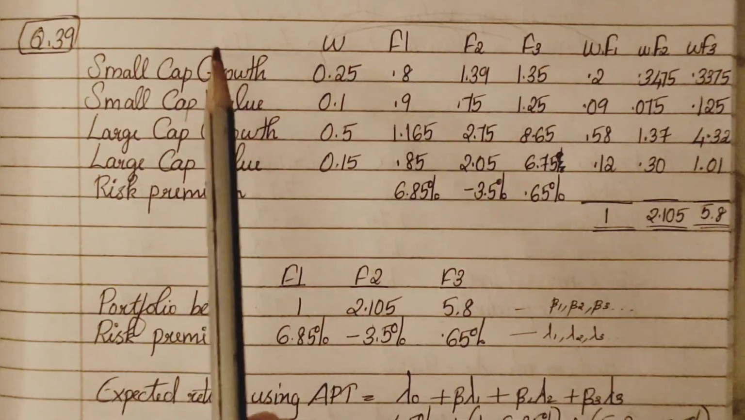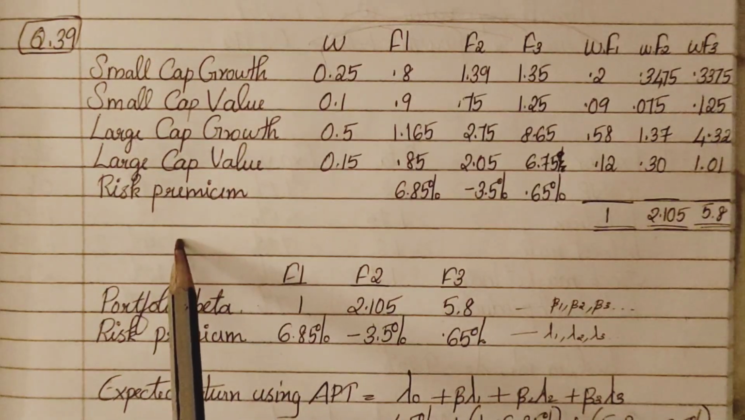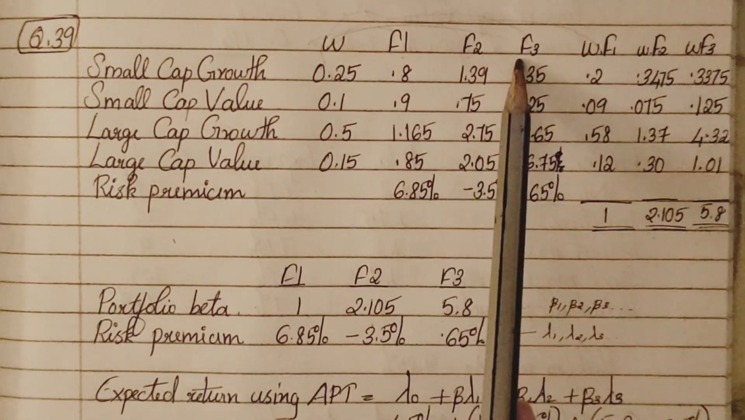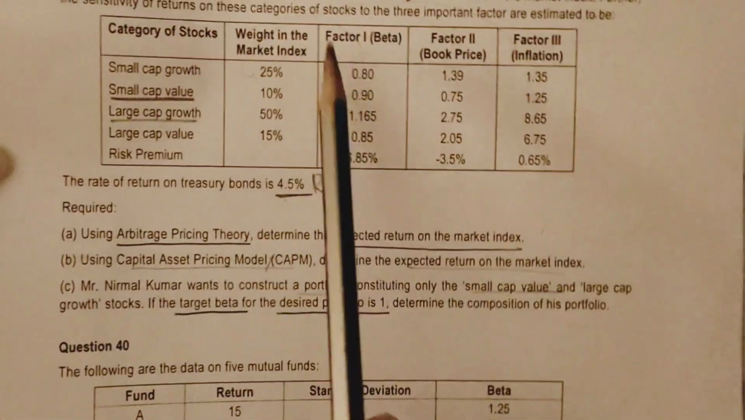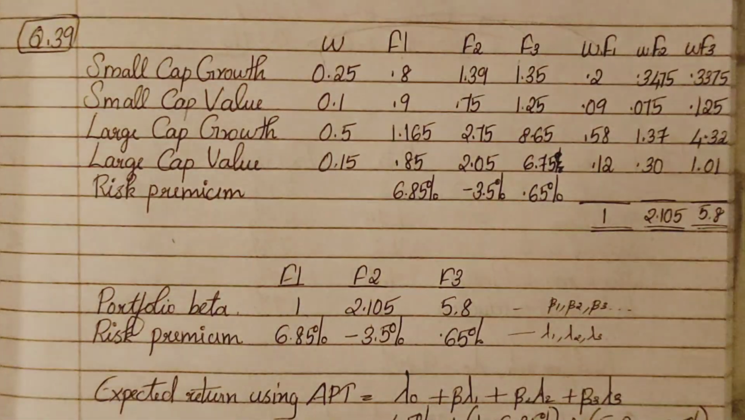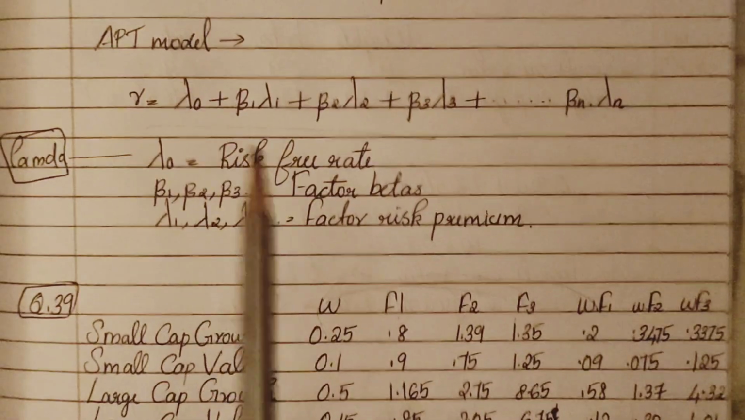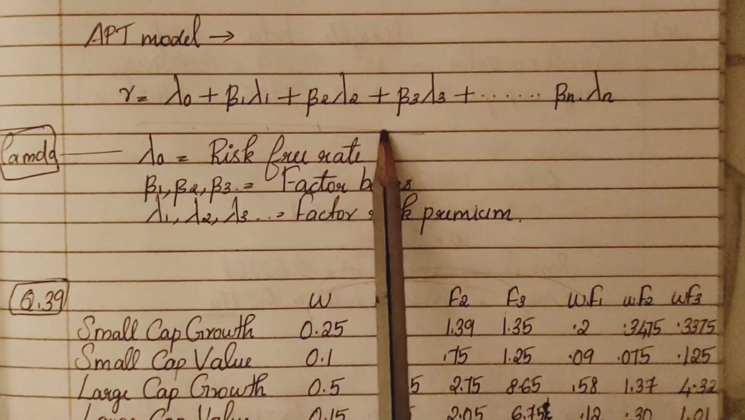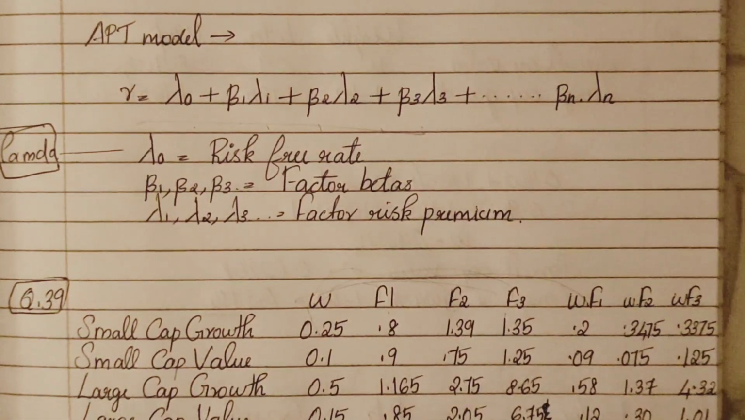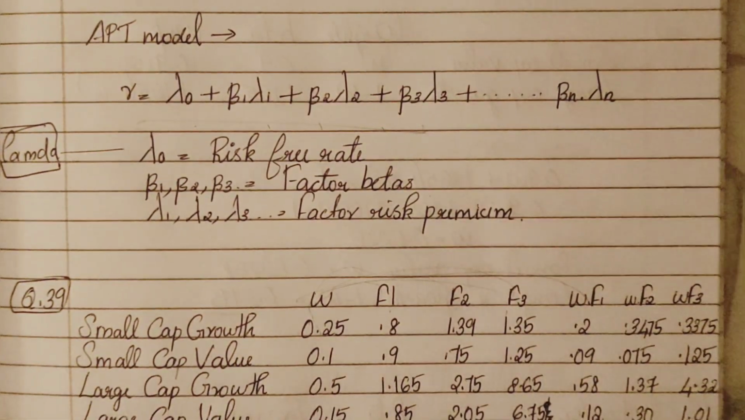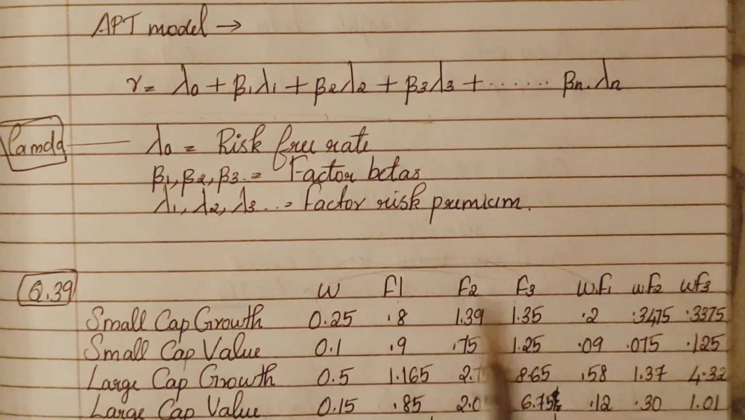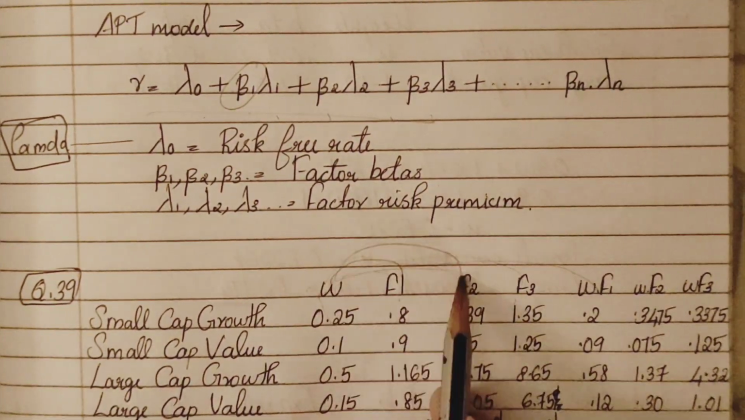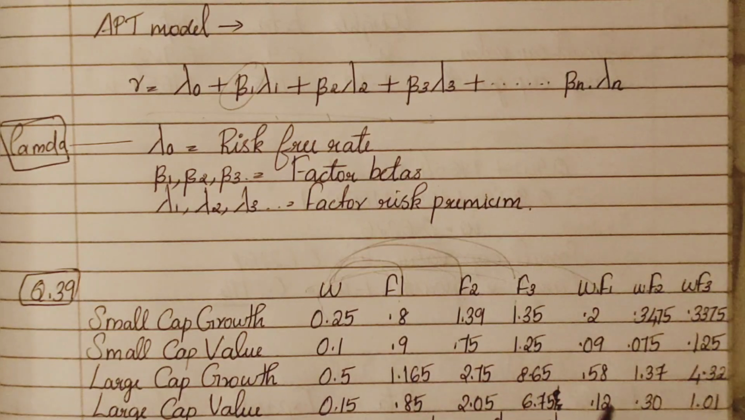Let us draw the table. Let us write each type of stock, then the corresponding weights, factor 1, factor 2 and factor 3. So factor 1 beta, factor 2 beta and factor 3 beta. So how do we find the required rate? Risk-free rate plus beta 1 into lambda 1, beta 2 into lambda 2 plus beta 3 into lambda 3 till n. Here, beta means the beta of the portfolio, that is, we need to multiply weight into each beta to get the portfolio beta.